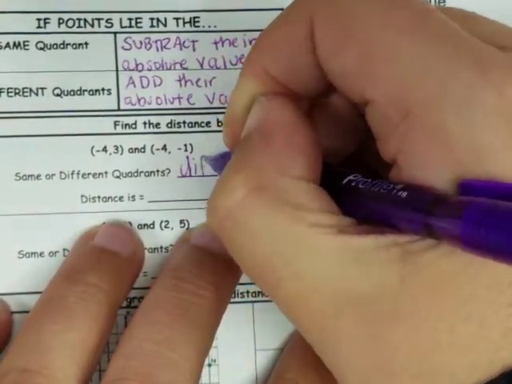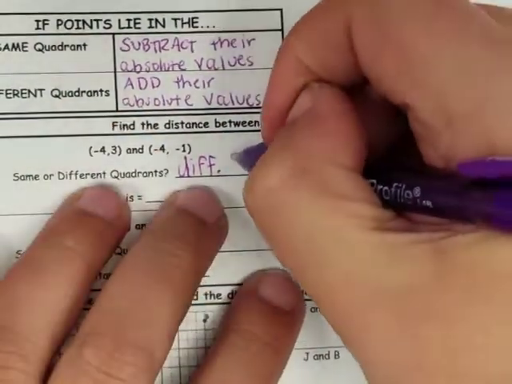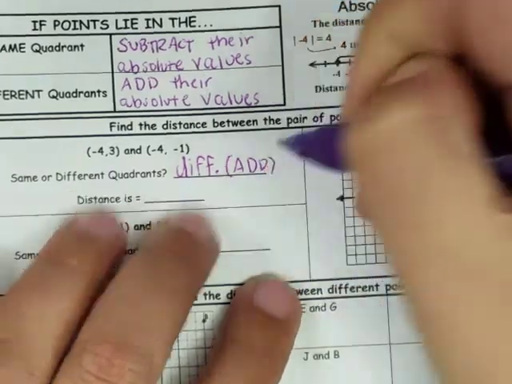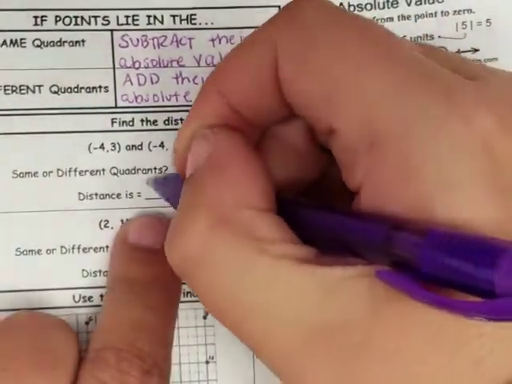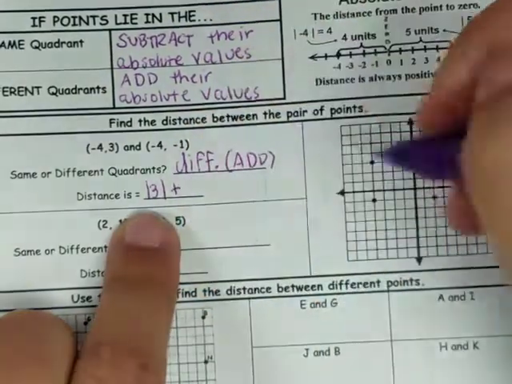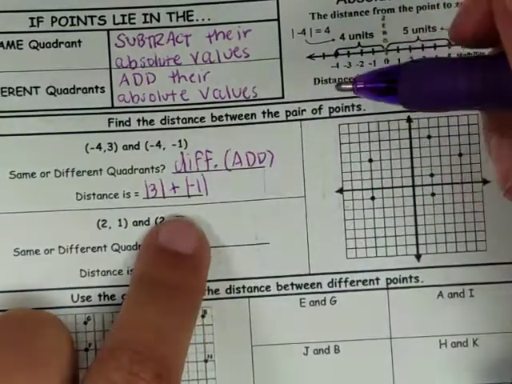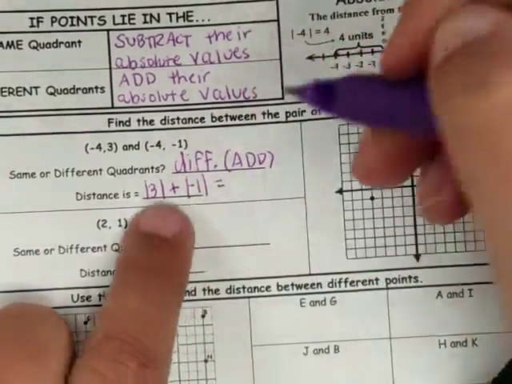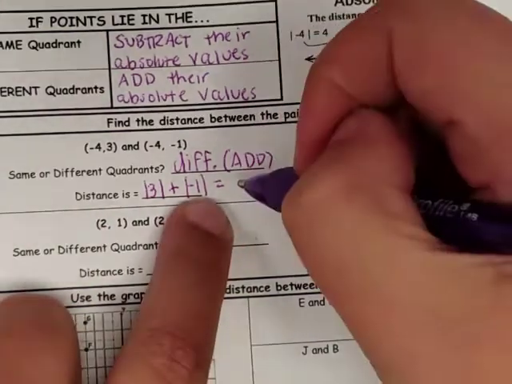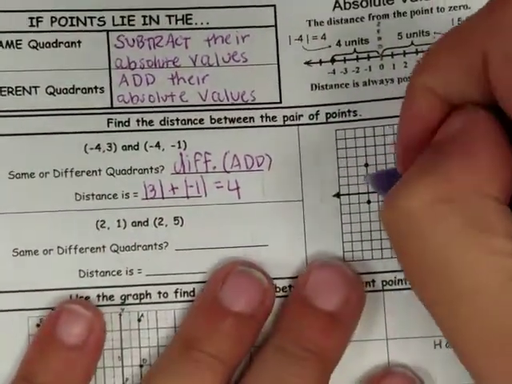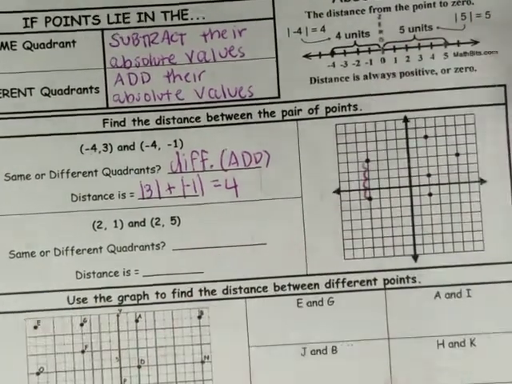Then we look at our rule. Different quadrants tell us to add their absolute values. The distance here is 1, 2, 3. So the absolute value of 3 plus the absolute value of negative 1. The absolute value of 3 is 3, the absolute value of negative 1 is 1, and 3 plus 1 is 4. Another way to think about it is just count your points, 1, 2, 3, 4, and there's your distance.